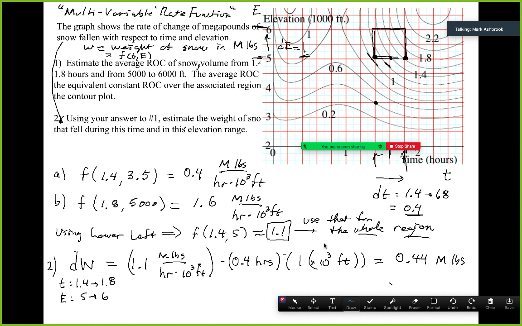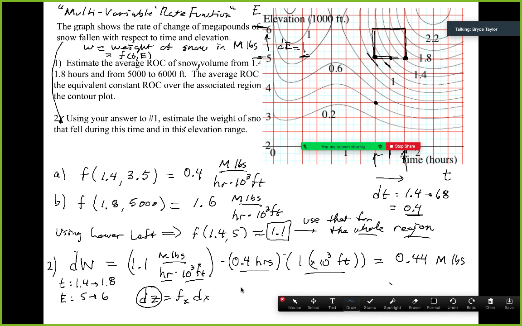Okay, does that make sense? And again, it just goes back to dz equals partial x dx. It's the same thing. But now your rate of change is in terms of two variables, so you need to multiply by both changes. And you still get then your change in the dependent.